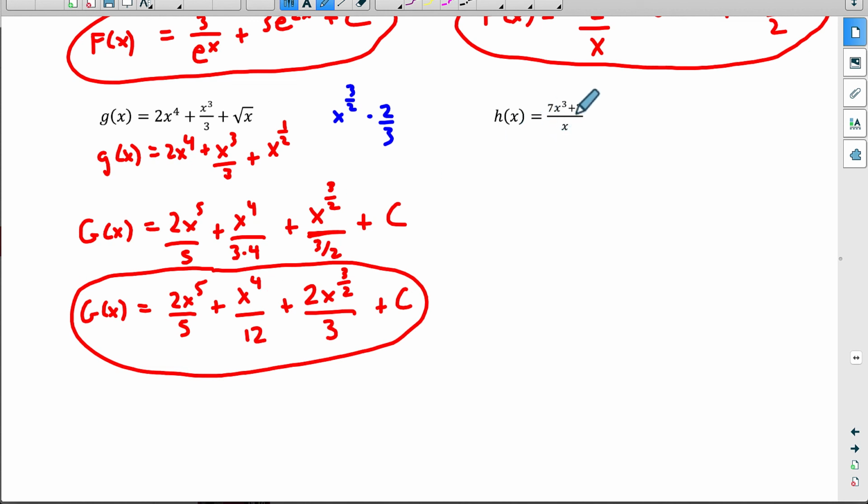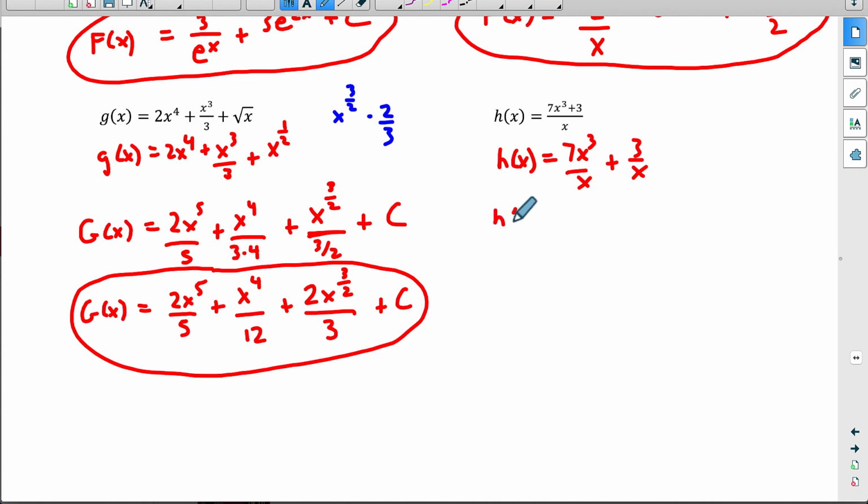And the last one, what we're going to do here, we've got stuff in the numerator and stuff in the denominator. That's okay. Just look at it like we're going to consider this and this separately. Put them both over x separately, right? If it's 7x cubed plus 3 over x, that's the same as 7x cubed over x plus 3 over x. So let's do that. So I'm just going to rewrite it first. So h of x equals 7x cubed over x plus 3 over x.